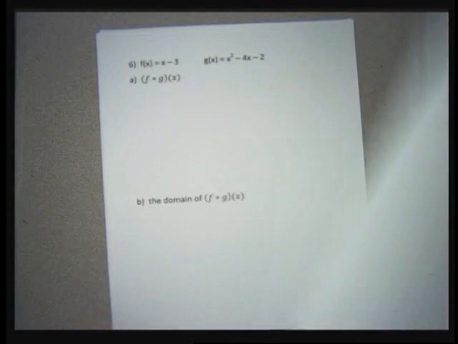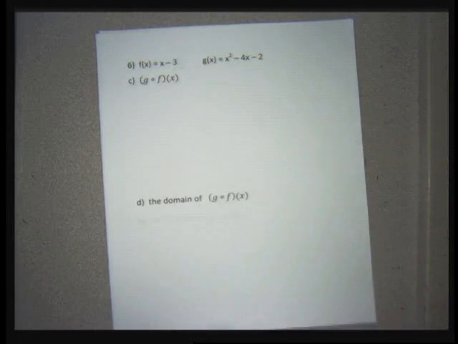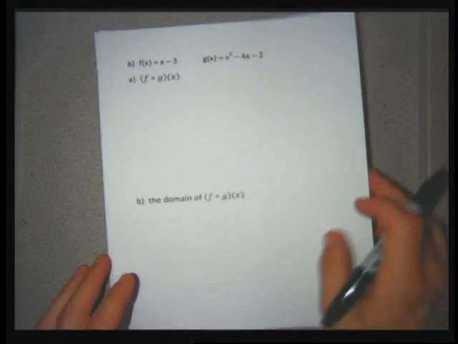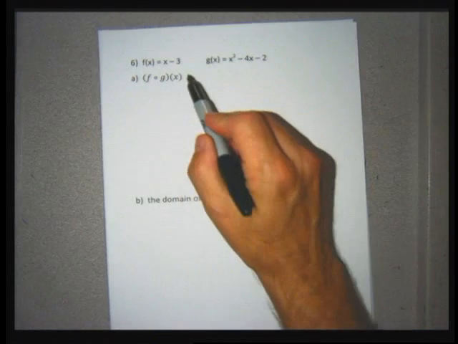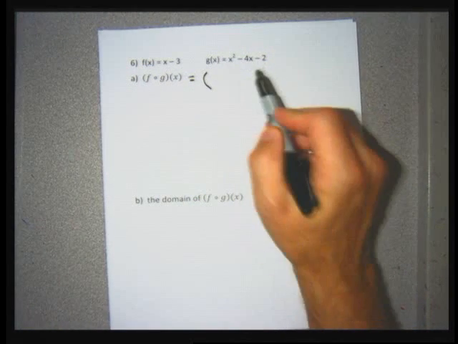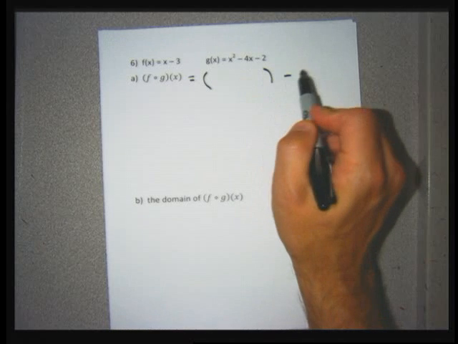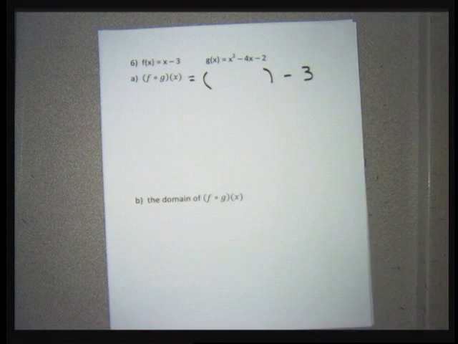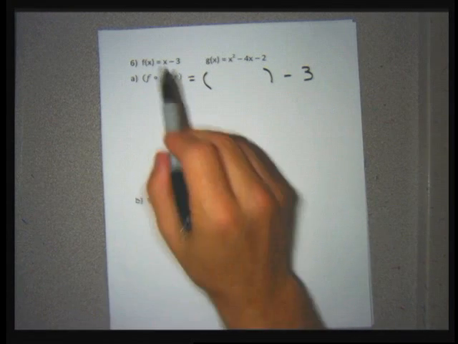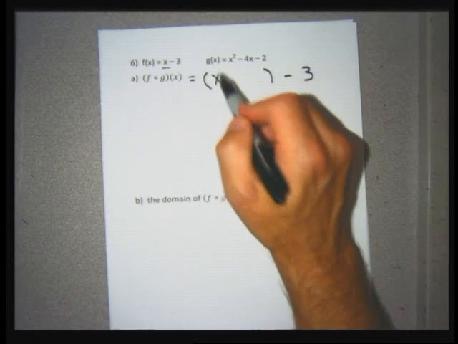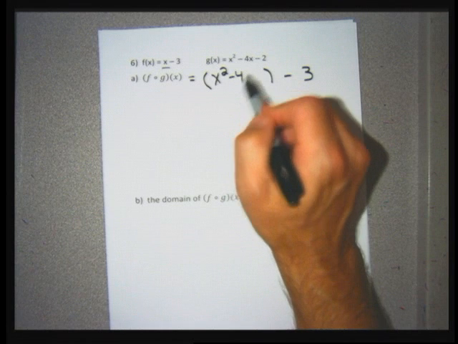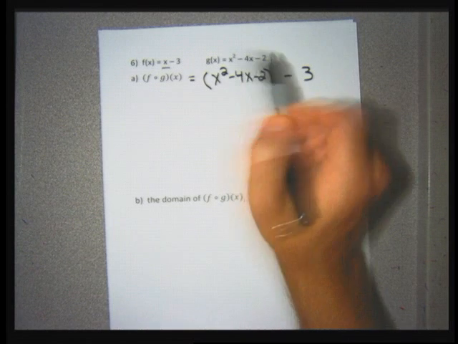All right, still another polynomial. Number 6 asks me to find, again, f composed with g, g composed with f, and the domain of each. To do f composed with g, that's going to be the easy part of this. I write the f function, which is x minus 3, without the x, I leave a parenthesis where this x was. Inside the parentheses, I write the right side of the g function, which is x squared minus 4x minus 2. And then I just simplify.